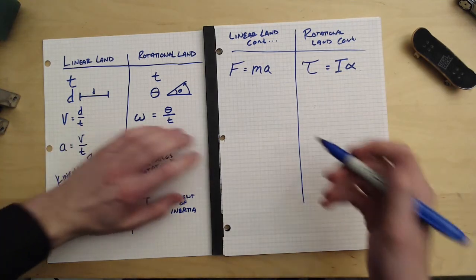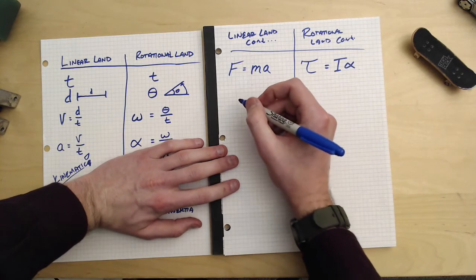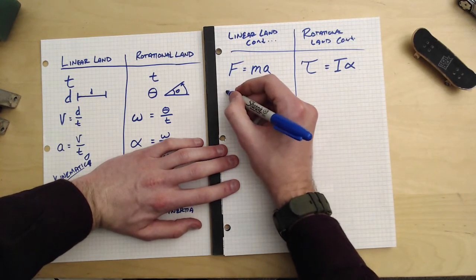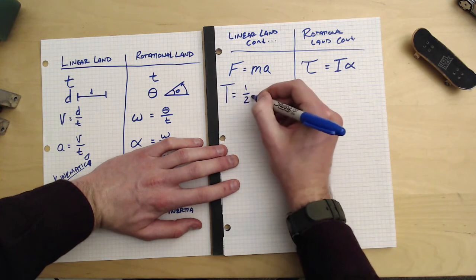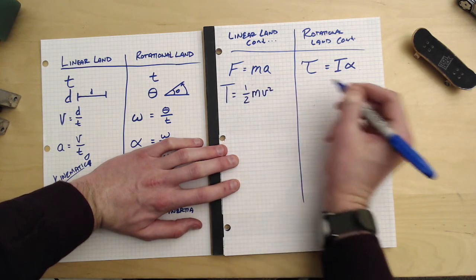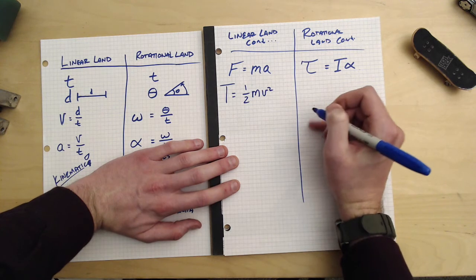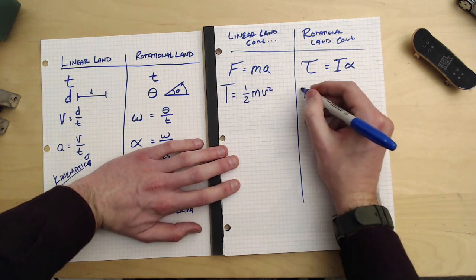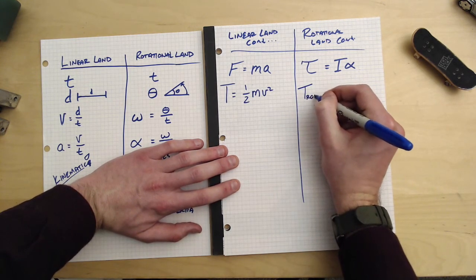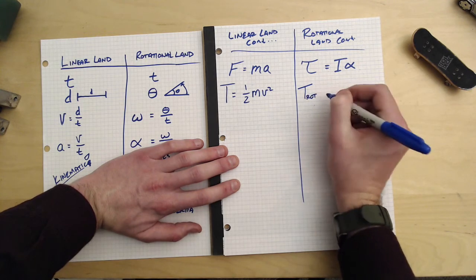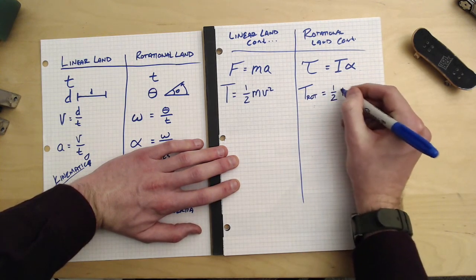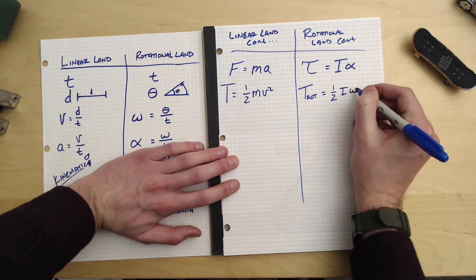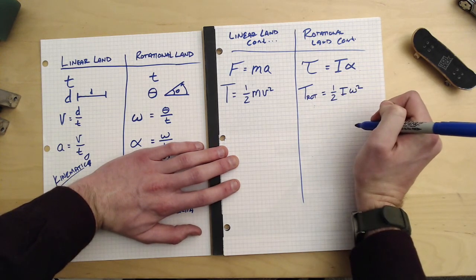The next thing we learned about was our energy unit. First, let's start with kinetic energy, which was 1/2 mv squared. There's no fancy name for this one; we're just going to call it rotational kinetic energy, and we can translate that one right away. We get 1/2, we have I, and we have our omega squared.